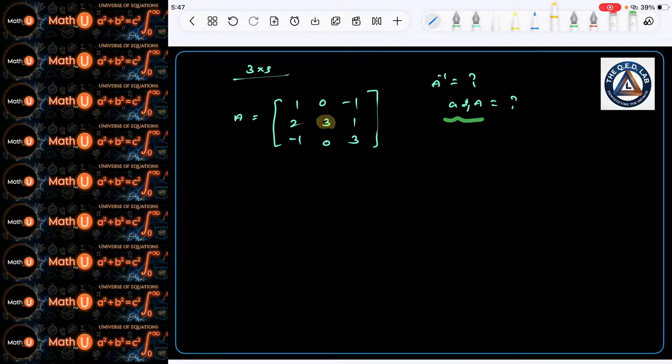First always start with the middle element. This trick is only applicable for a 3 by 3 matrix. Remember, you should always start with the middle element. Write down 3, then that below element, 0, write down here, then that above element, that is 0, then again the same element 3.